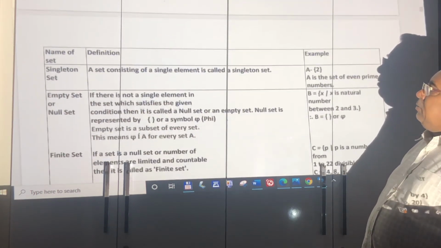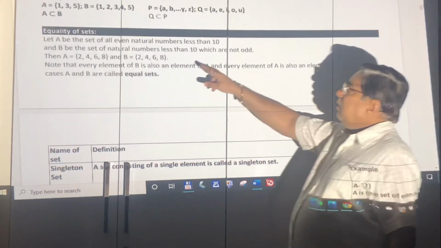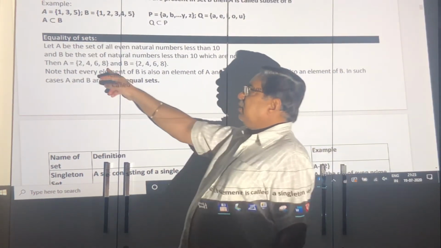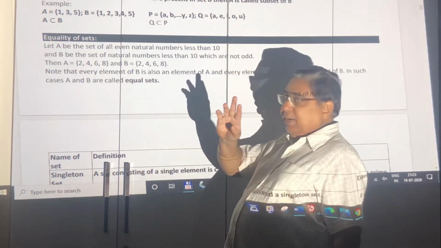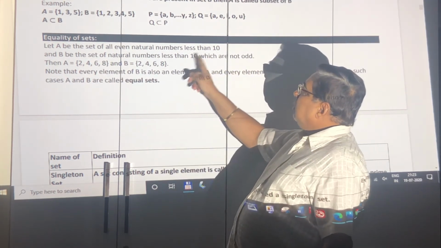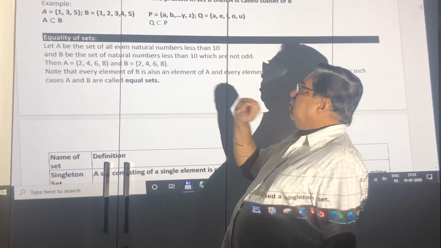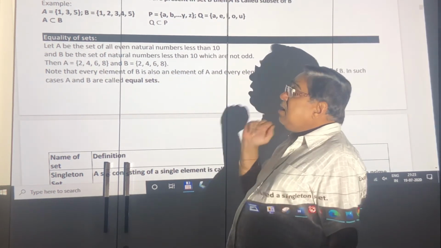A is a set of all even natural numbers less than 10. Okay, so we have 2, 4, 6, 8. Less than 10, 10 cannot be taken. Okay. Now, B is a set of natural numbers less than 10 which are not odd. So, I will have 2, 4, 6, 8 again.